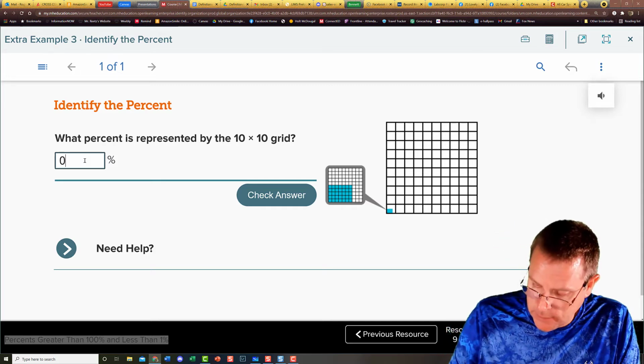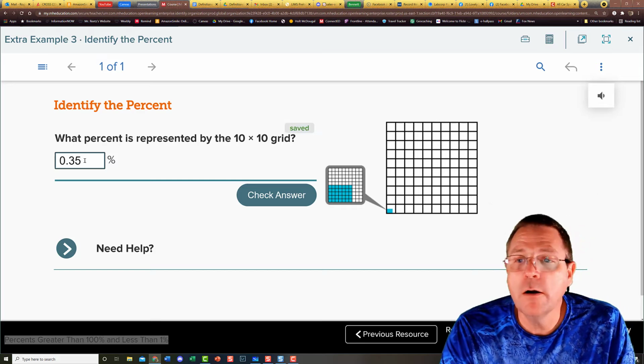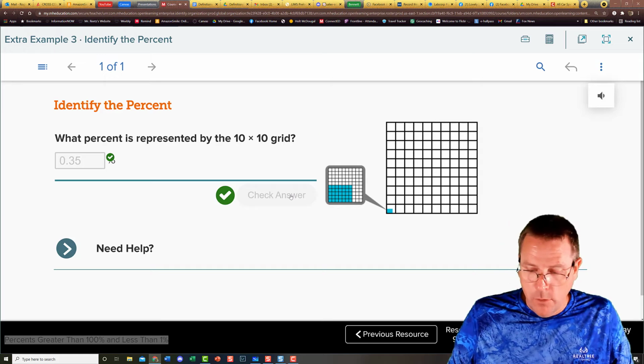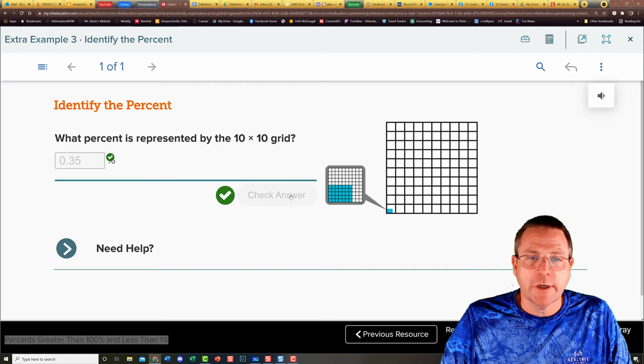So that is 0.35% of the entire square. Check our answer. Our answer is good. We are almost done. Let's move on to resource number 10 out of 11.